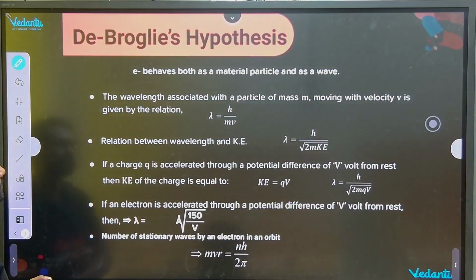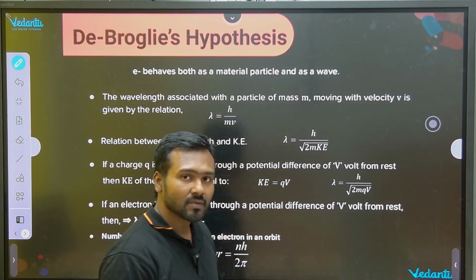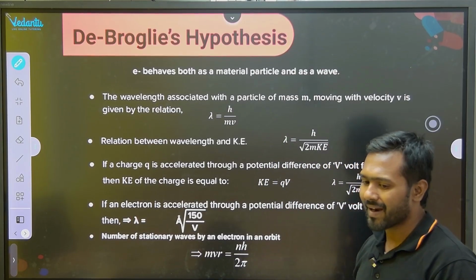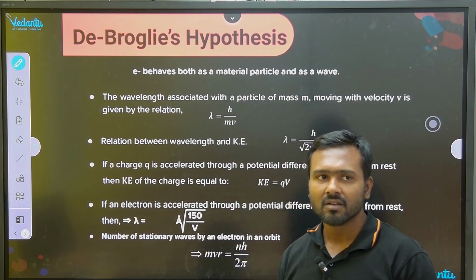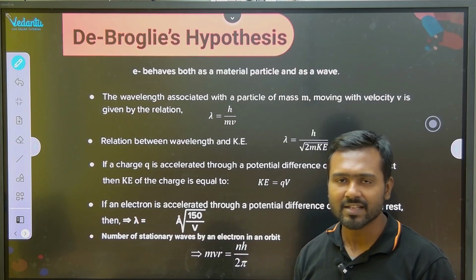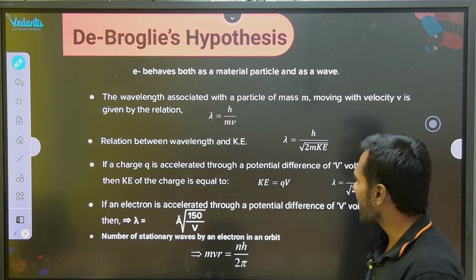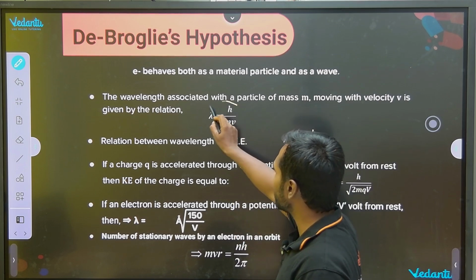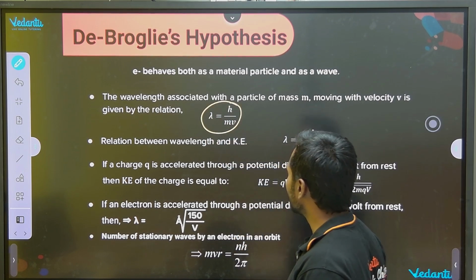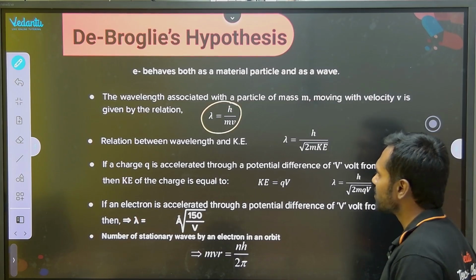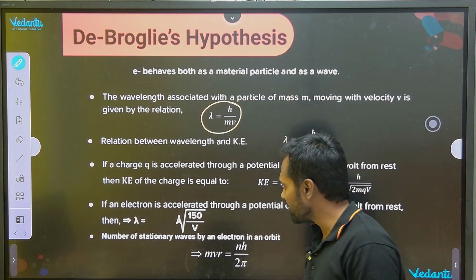Next one, the de Broglie hypothesis. De Broglie said particles like electrons have both particle nature as well as wave nature. Both are there. The formula is lambda is equal to h by mv. mv is mass into velocity, which is nothing but momentum, so we can also write mv is equal to p.